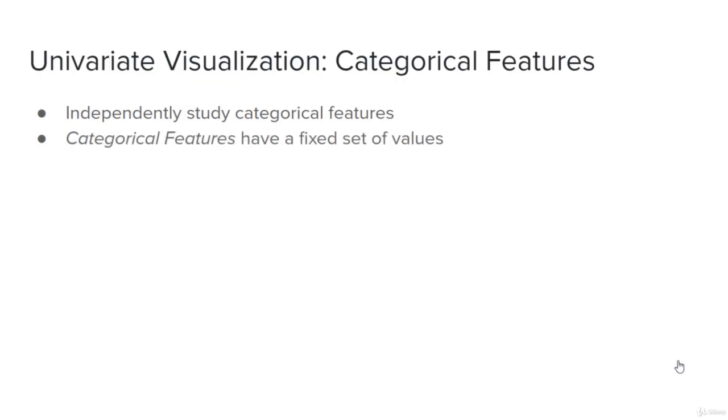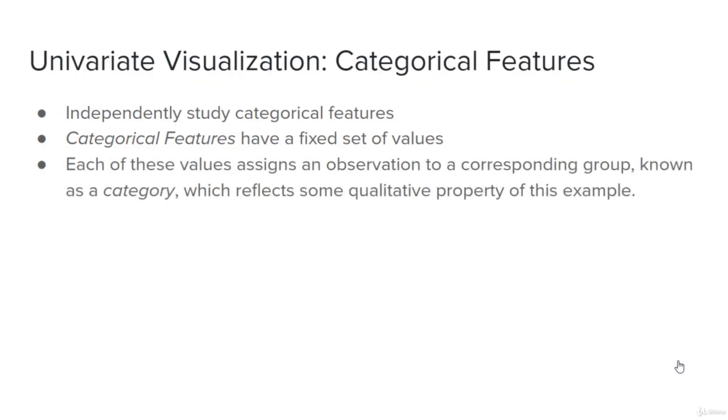Now we're going to move on to univariate visualization of categorical features. Categorical features are basically categories which need to be studied independently, and these categories have a fixed set of values. So if we're studying a categorical feature in a data set, it has a fixed number of values, which means the number of categories in that feature is fixed. Each of these values assigns an observation to a corresponding group known as a category, which reflects some qualitative property of this example.